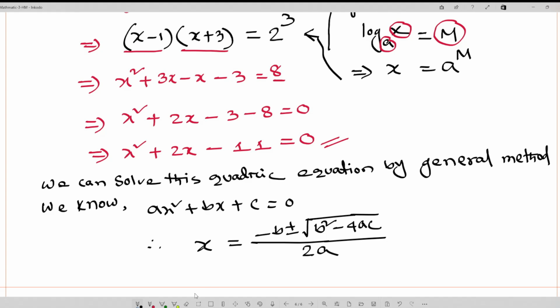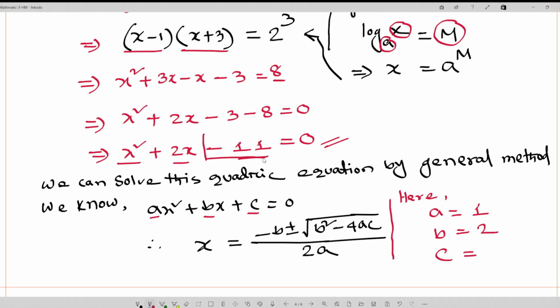Now we will find out a, b and c from here. So we can say a equals what? x square has no coefficient, it means 1. So a is 1. Then b, here the x coefficient is 2, so b equals 2. And what is c? C is the constant, here it is minus 11. Now we will put all these values in this formula.